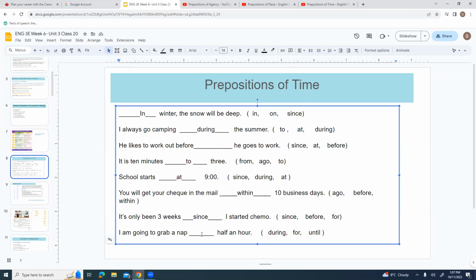I'm going to grab a nap, blank, half an hour. During half an hour, for half an hour, until half an hour. I'm going to argue that for is the correct one for that. All right, let's see the next one.